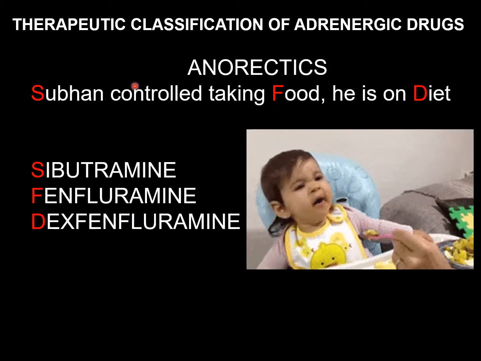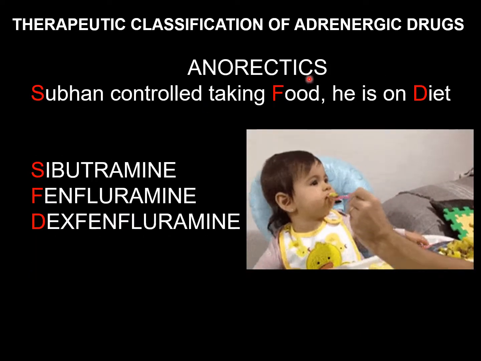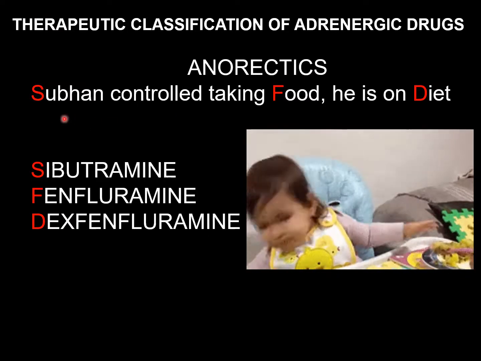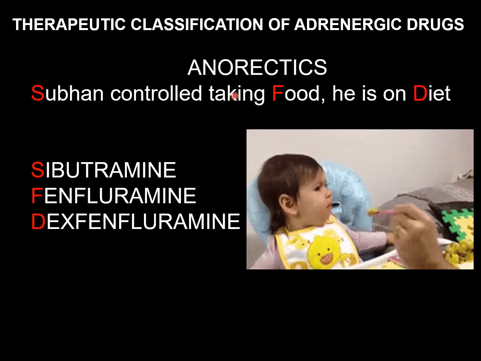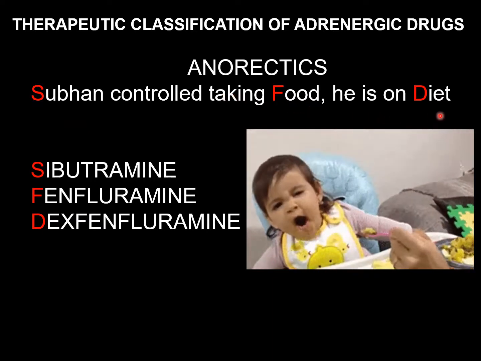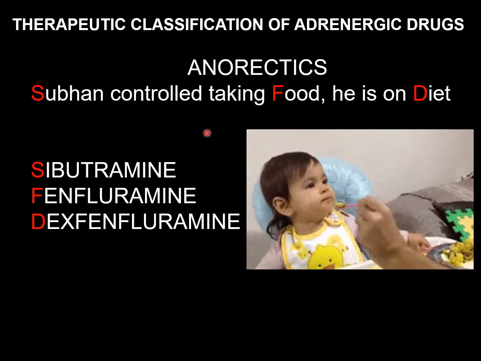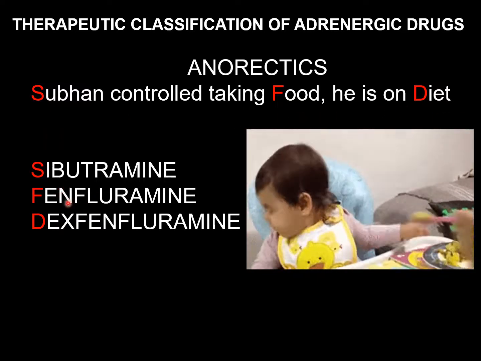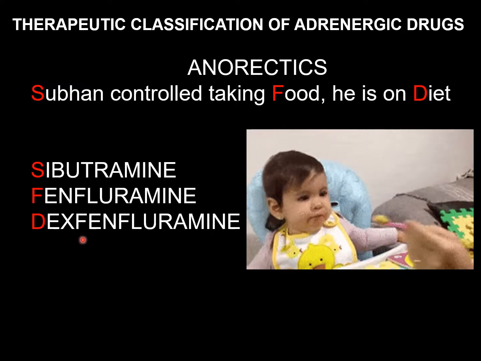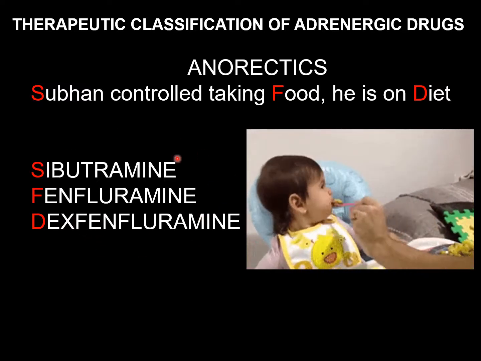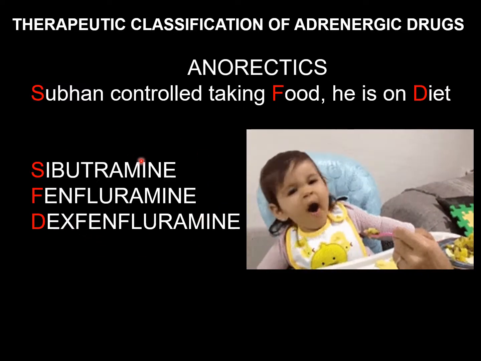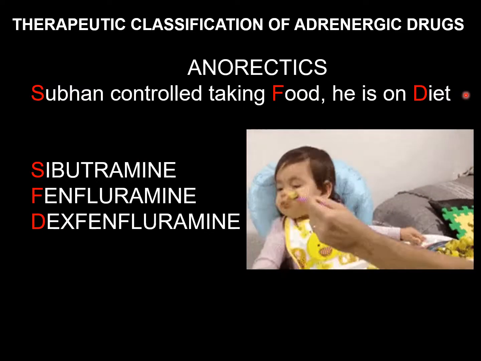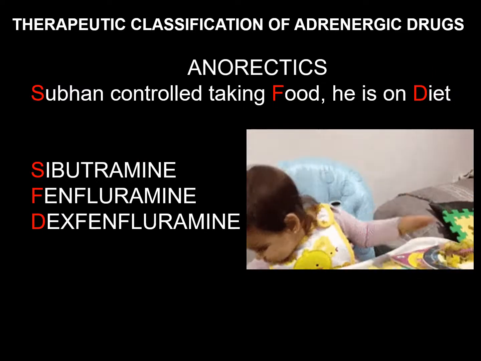Next, for loss of appetite, Subhan controlled taking food. He is on diet. So SFD, Subhan controlled taking food. Sibutramine, fenfluramine, dexfenfluramine. These are the drugs which come under anorectics. They cause loss of appetite. That's why Subhan is taking less food and he's on diet.